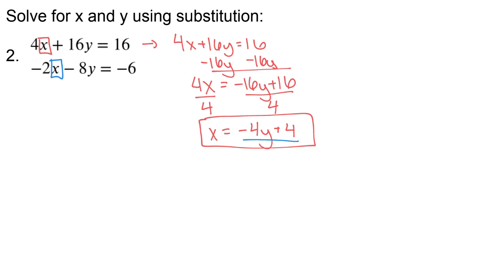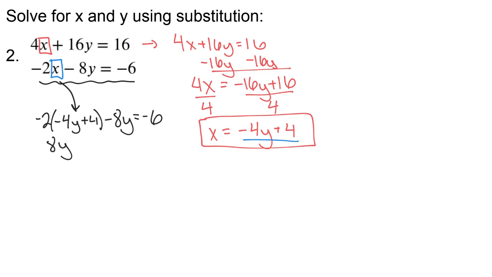So let's rewrite that second equation, but instead of x, we're going to put in negative 4y plus 4. Now, you've got to be careful here. This is negative 2 times x, so it's now times negative 4y plus 4 minus my 8y equals negative 6. That's me rewriting this, but instead of my x, I'm putting in what we know x is equal to. Now we've got to get rid of those grouping symbols by distributing. That's going to be 8y minus 8 minus 8y equals negative 6.